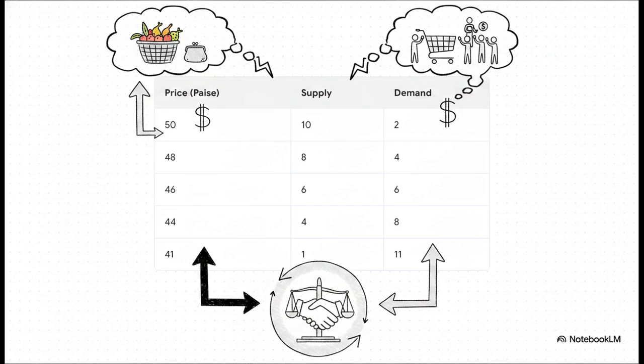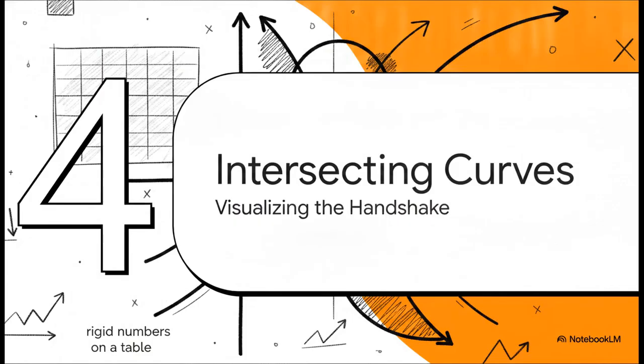At exactly 46 pies, the intended supply is 6 units, and the intended demand is exactly 6 units. That right there is our sweet spot. That's the exact moment where the intentions of both opposing sides perfectly balance out. Section 4. Schedules and intersecting curves.